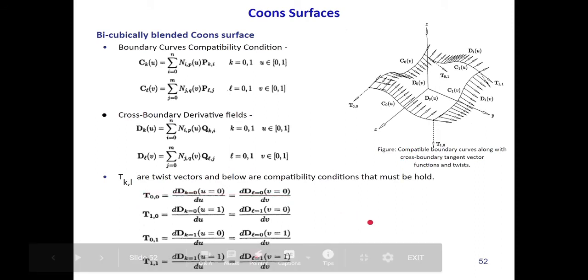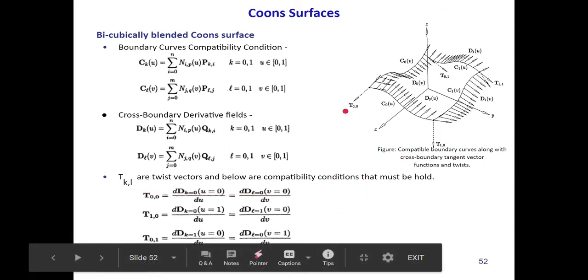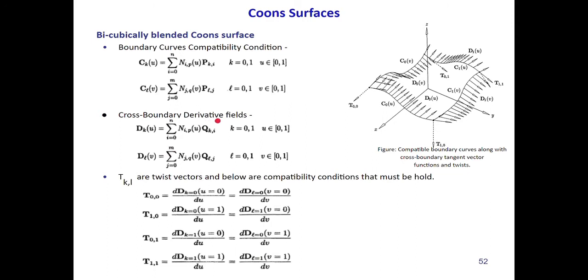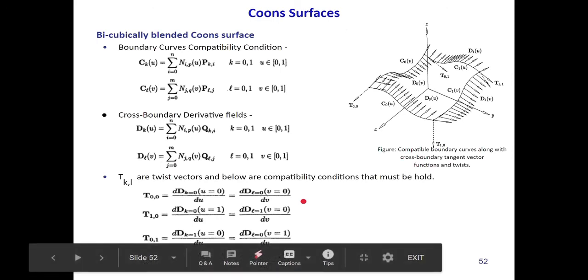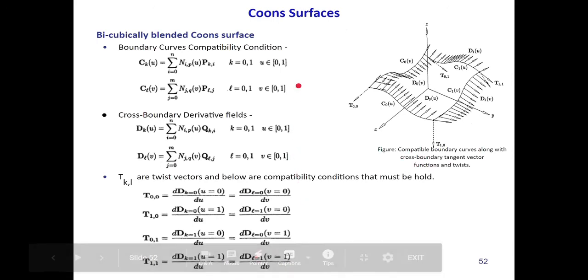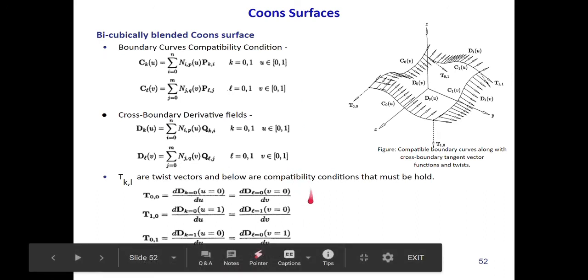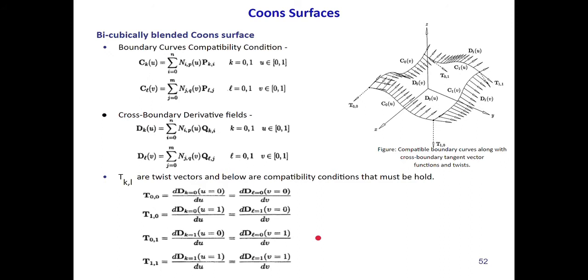Now, when we want to construct a surface which has the Ck of u and Cl of v as its boundaries, and the Dk of u and Dl of v as its first partial derivative fields along the boundaries, they need to fulfill two conditions. The first one is that Ck of u and Dk of u will be compatible in B-spline sense, and similarly Cl of v and Dl of v will also be compatible in B-spline sense. The second condition which needs to be fulfilled by these curves and the partial derivatives is that they need to fulfill these four compatibility equations of twist vectors, which are represented by Tkl.